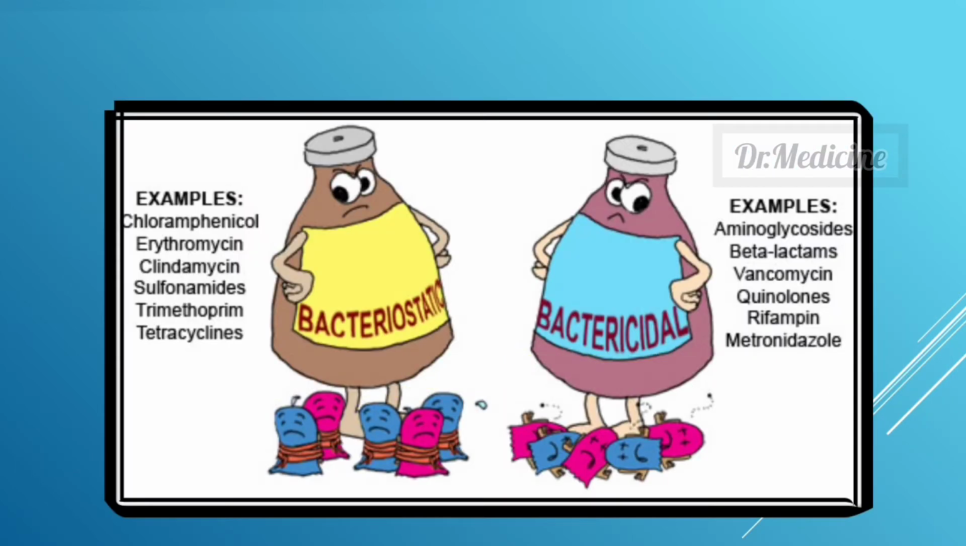The examples of bacteriostatic antibiotics include chloramphenicol, erythromycin, clindamycin, sulfonamides, trimethoprim and tetracyclines. And the examples of bactericidal antibiotics include aminoglycosides, beta-lactams, vancomycin, quinolones, rifampin and metronidazole.